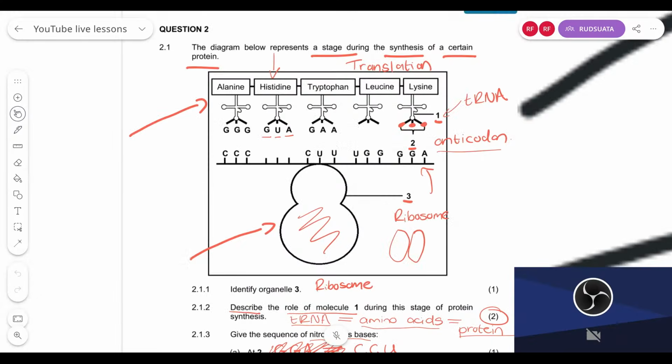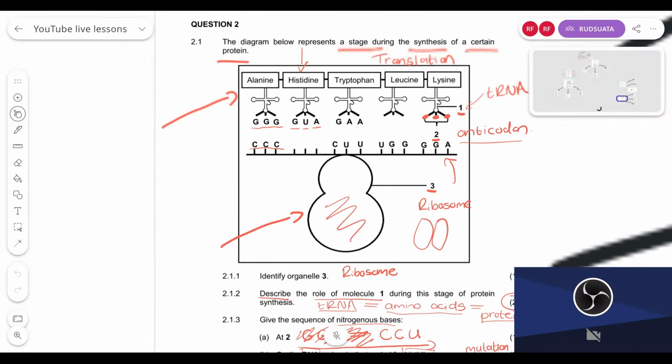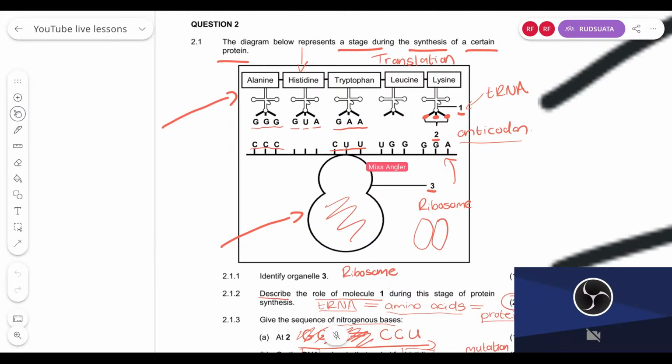So if we look up here, alanine is GGG or CCC. So let's actually write that down. Alanine is GGG or CCC, right? That's what it is on the mRNA or the tRNA. Tryptophan, on the other hand, is GAA or CUU, just depending on what you're looking at here.